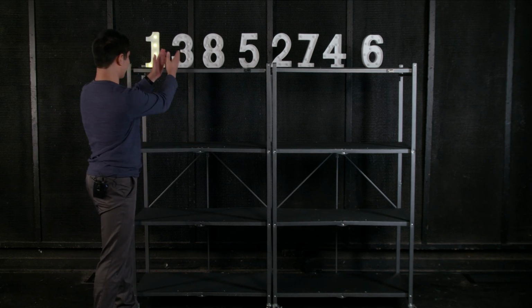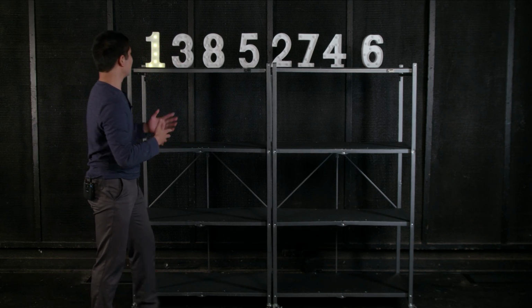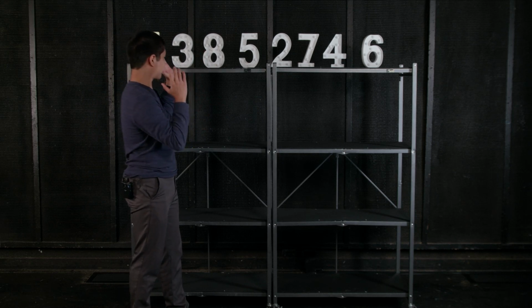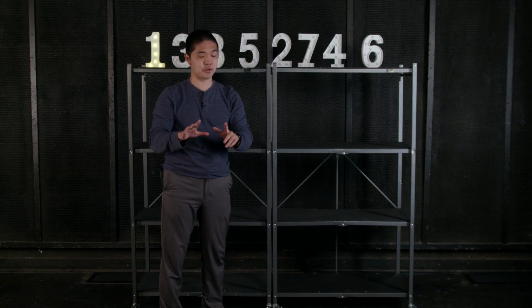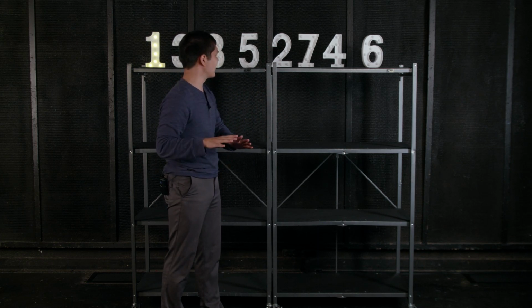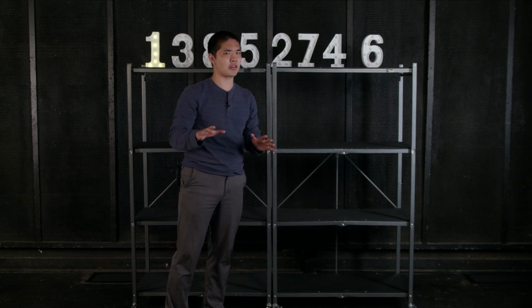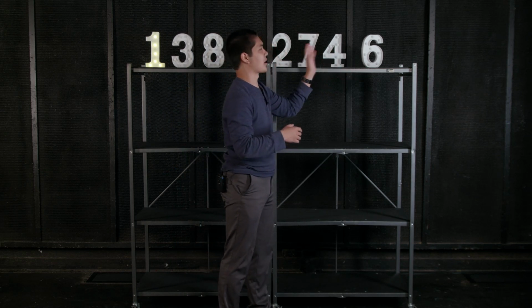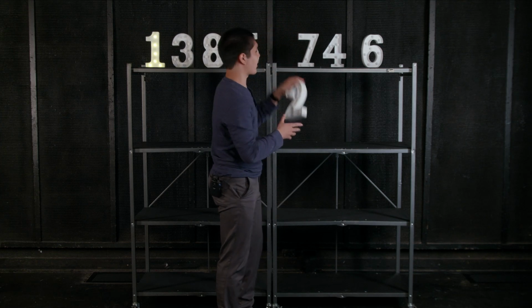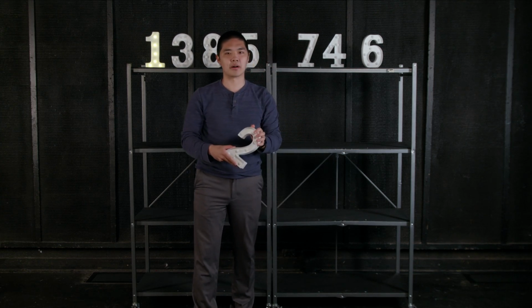I start with the 3. That's the smallest number I've found so far. And I'd keep looking. The 8 is bigger than the 3. The 5 is bigger than the 3. The 2 is smaller than the 3. So I'll remember that 2. That's the smallest thing I've seen so far. And then I just need to check to see if there's anything smaller than the 2. And I look at the 7, the 4, and the 6. None of those are smaller than the 2. So the 2 I can say is the next smallest number for the array.